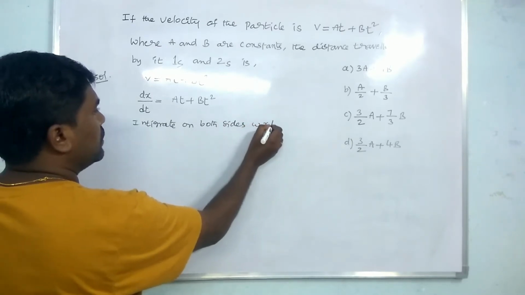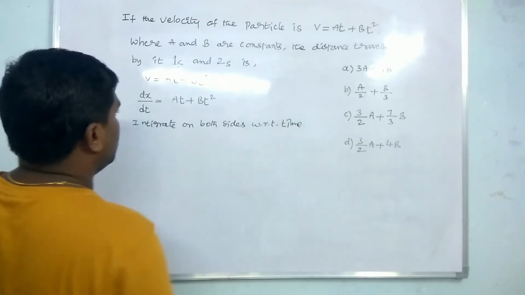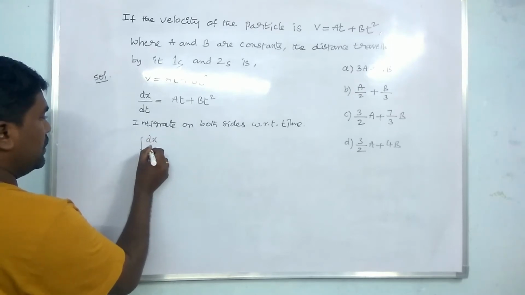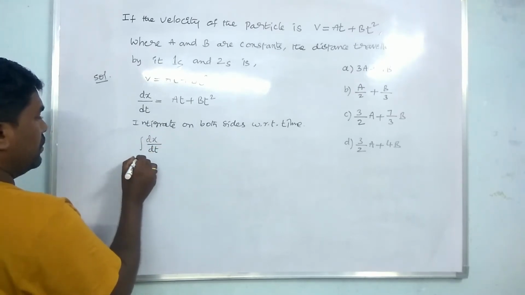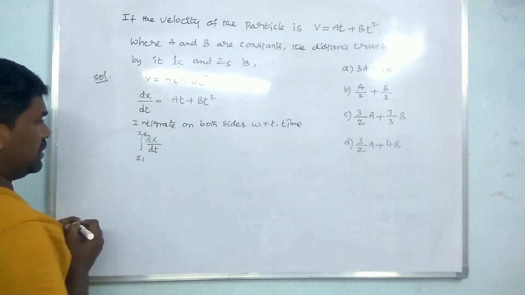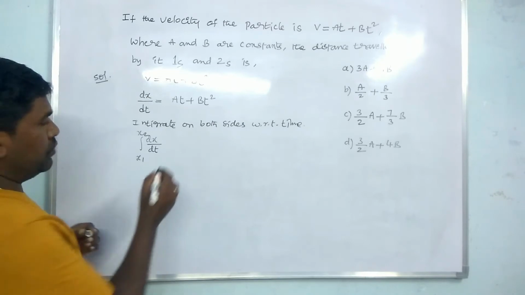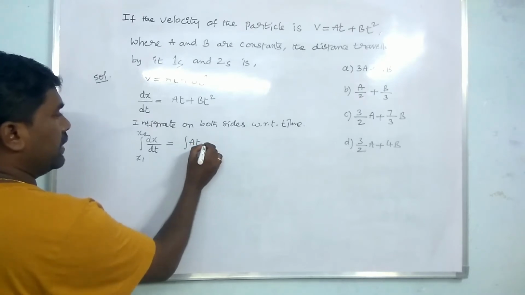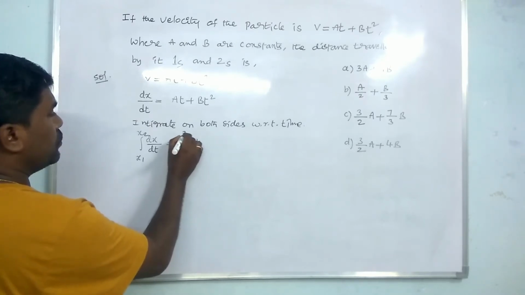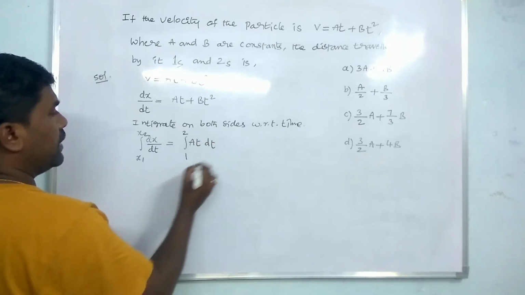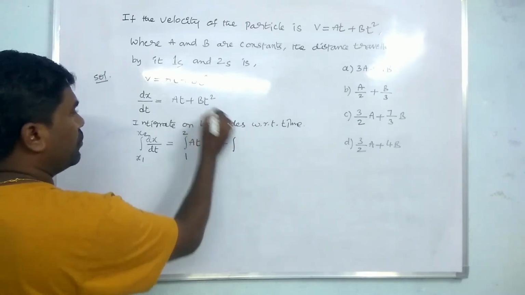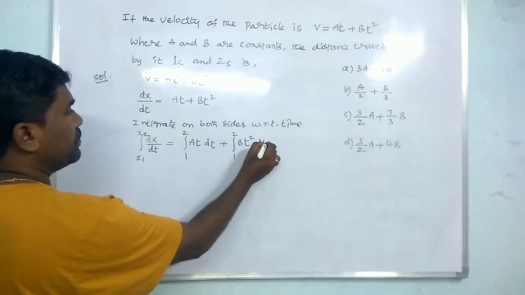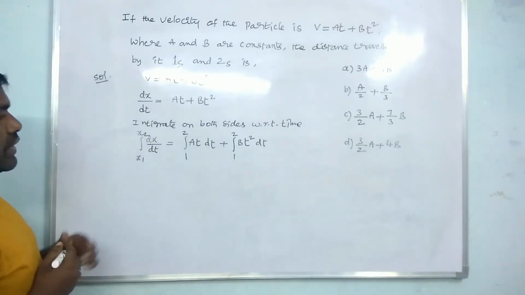With respect to time, right? Therefore the integral of dx by dt with limits x1 to x2, so that is the distance, is equal to the integral of at from 1 second to 2 seconds dt, plus the integral of bt square from 1 second to 2 seconds dt. Okay, so now we have to integrate.